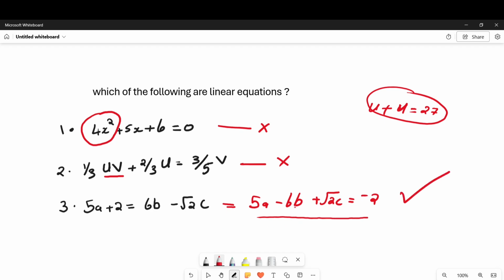See, 5a minus 6b plus root 2c; this c is outside the root, not inside. Root 2c is equal to minus 2. It's a linear equation. Otherwise you can write it as 5a minus 6b plus root 2c plus 2 is equal to 0. So both are the same. As per our definition, this is a linear equation. The first two are not linear equations, because in the first one x square is present, and in the second one a product of two variables is present. That's why they're not linear equations. Hoping everybody got an idea about what a linear equation is. Okay, let's wind up here. We'll move to the next topic.